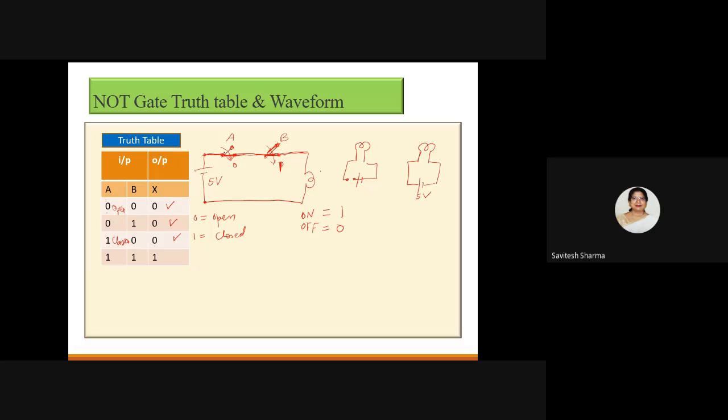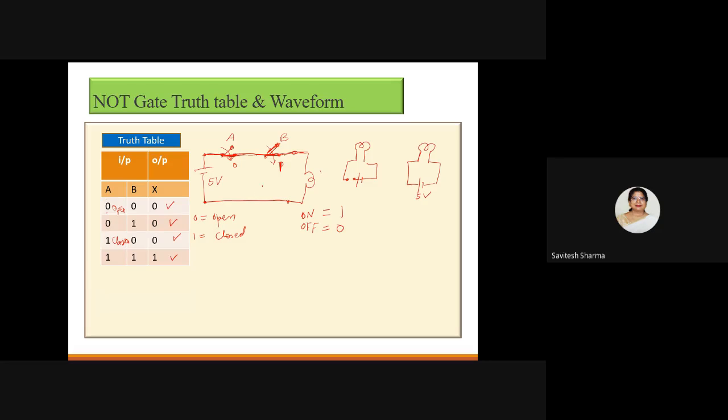Now if A is 1, that means this switch is closed. B is 1, that means this switch is closed. Now you have a closed loop circuit. That means this 5 volt is now connected to the bulb. This circuit is now closed and this 5 volt is actually applied across the bulb and this bulb will glow. So I am saying it is on. So that means you will get 1.